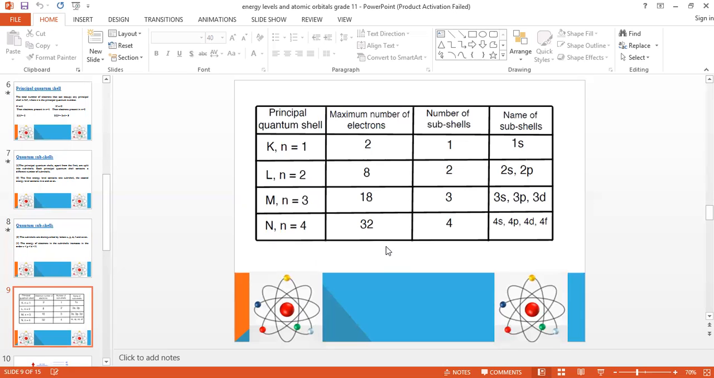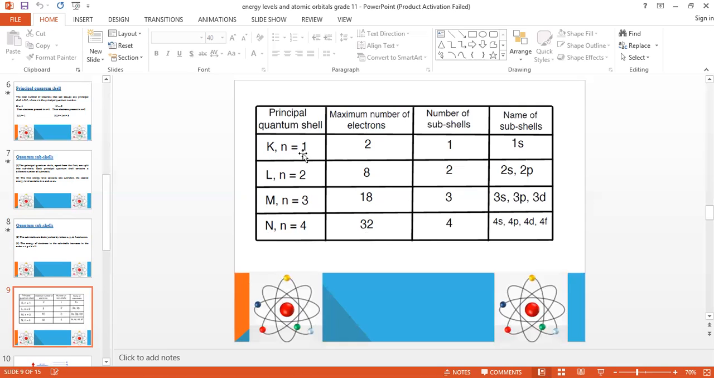Principal quantum shell or shells, or you can say energy levels. These different terms we will use, but the meaning is the same. If you say principal quantum shell, it means n = 1, 2, 3, and 4. If you say shells, it means K, L, M, and N. If you say energy levels, it means the same, 1, 2, 3, and 4. How many electrons did you see before? 2, 8, 18, and 32. By using the formula 2n squared, we can get these numbers.